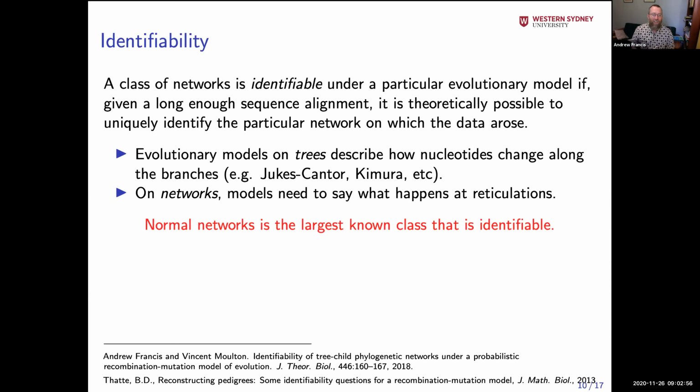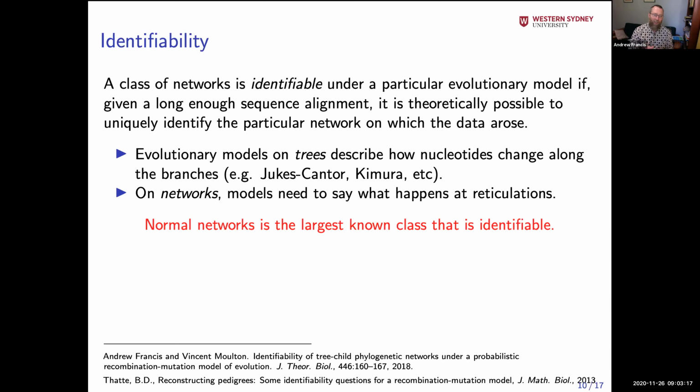There's a paper that Vincent and I wrote a few years ago. It doesn't mention normal networks. It mentions tree child networks. But we proved that normal networks are identifiable. Well, we proved that tree child networks that do not have a shortcut at the root are identifiable.